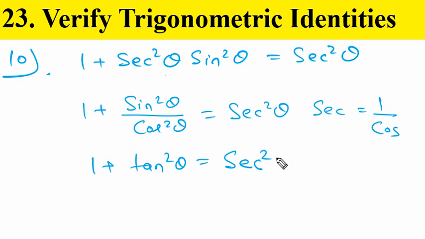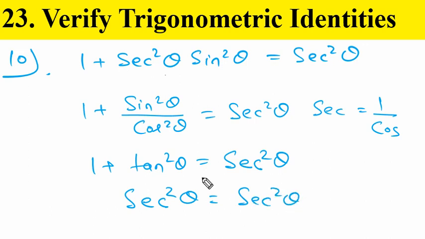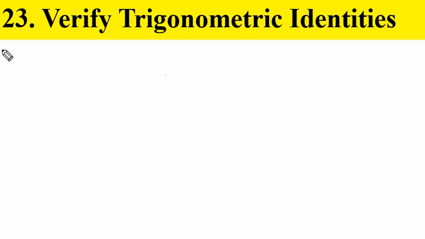So if you know all the formulas and if you can recall them at the right time, these questions are very easy. Okay, so 1 plus tan square theta is nothing but sec square theta. So both are equal. That's it. So here only this was the trick. Next question.